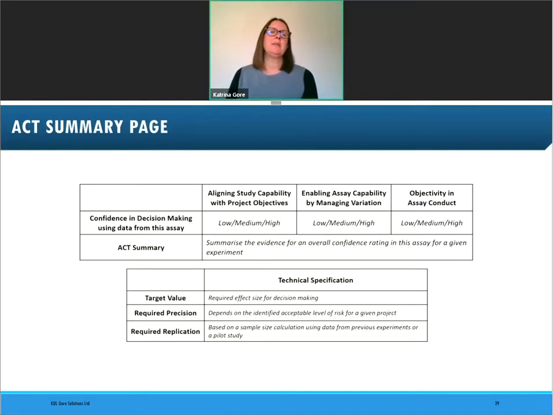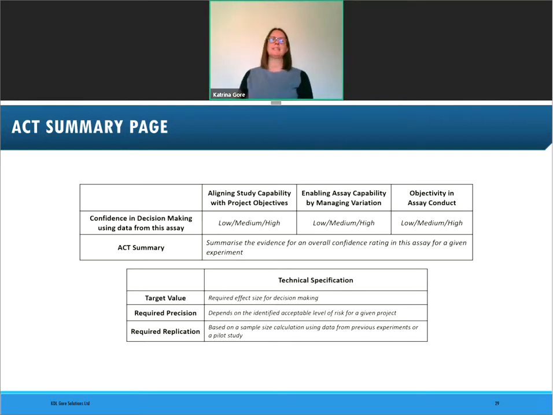Well, we were using the ACT within Pfizer. We then wrapped this all up into one final summary page, and it was there to allow users of the data to understand the capability of that assay. Now, we ranked each of the domains with a low, medium, and high ranking. And then we gave an overall summary of the assay.